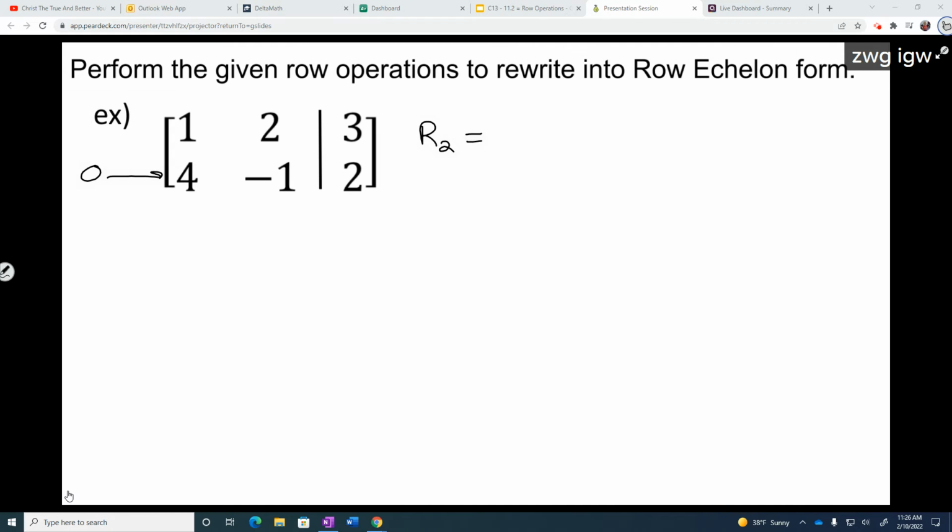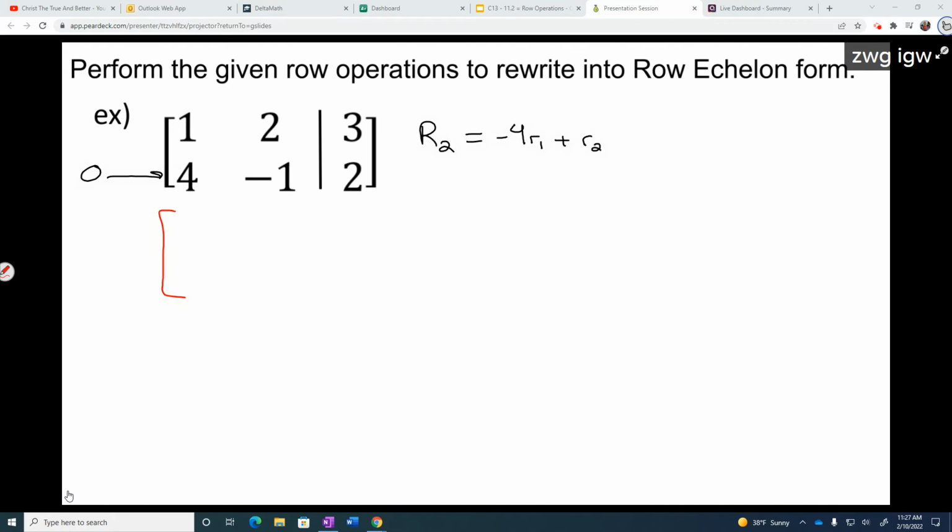Anybody think they know what to do? Yeah? Good. Negative 4 times R1 plus then the lowercase r means like the original R2. So big R2 is going to be negative 4R1 plus R2. Now, some of you could probably do this in your head and just add it. I'm going to write out the whole step just so you can see what's happening here.